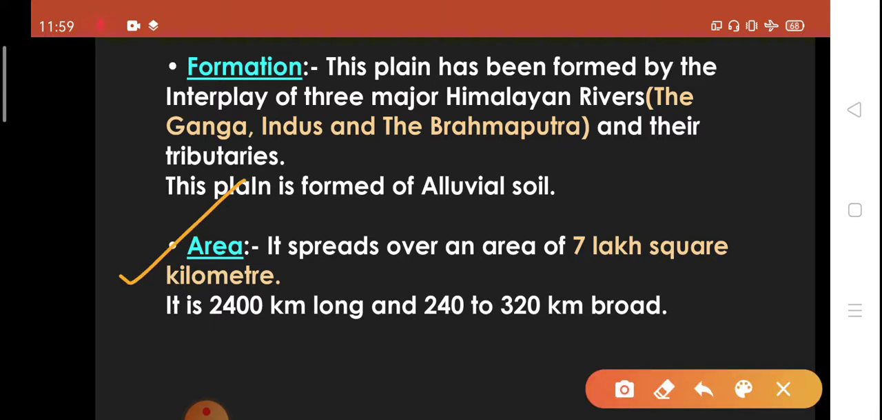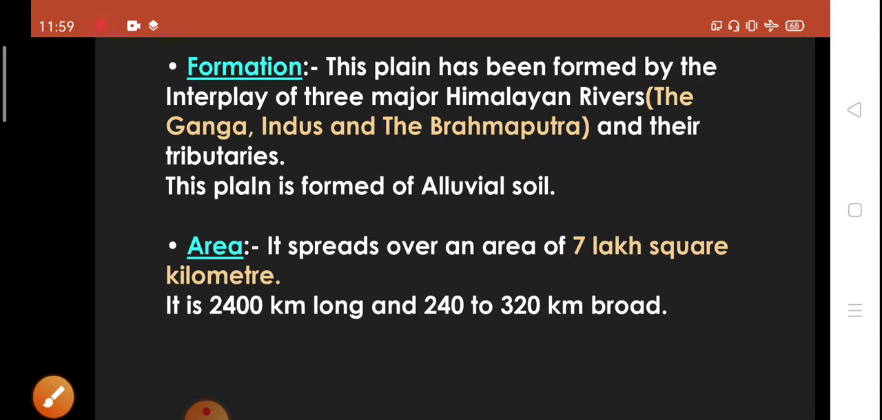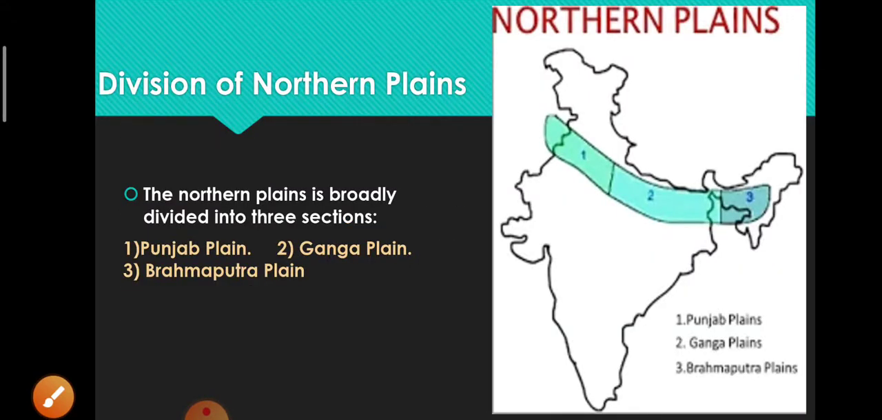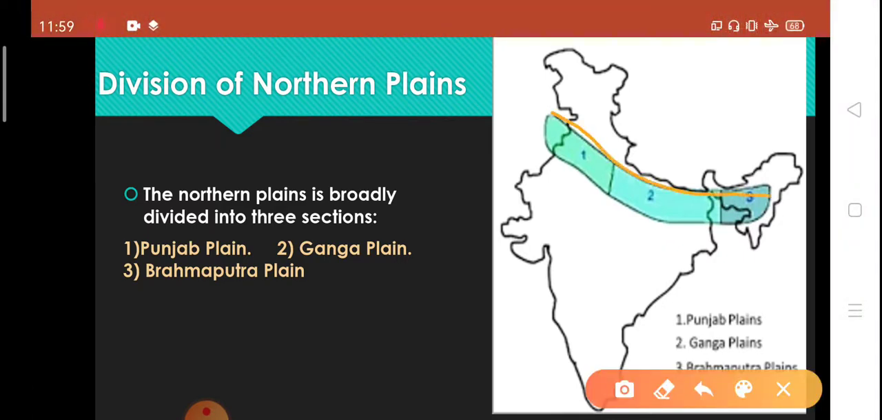Okay, so we now come to the area. The area is the second point we talk about for the northern plains. The northern plains are spread over an area of 7 lakh square kilometers. That means the area covered by them is 7 lakh square kilometers, which is a very big area. Let me move some slides forward just to show you the image of the northern plains. This blue part marked over here, you can see very clearly, is the northern plain on the Indian map. Just focus on the northern plains and we'll see the division later, but this blue shaded region is the northern plains, and it occupies an area of 7 lakh square kilometers.